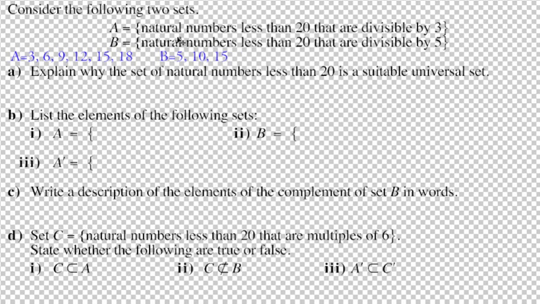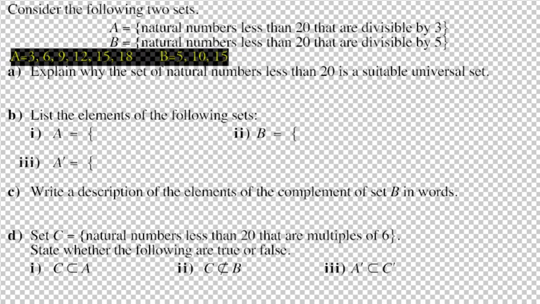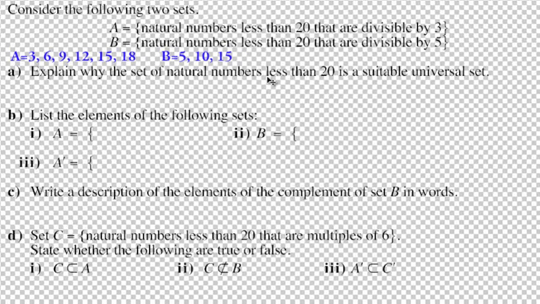Both of these statements are about natural numbers less than 20, so we might as well start with that as our main group. Then we can get into, okay, which of you guys are divisible by 3, which of you are divisible by 5. There we are. I'm just going to make these bold to make it a little easier to read. Good. Okay. So it's a suitable universal set because it contains all of these numbers. A and B both agree that they want to talk about natural numbers less than 20, so that's a good place to jump off. List the elements of the following sets.